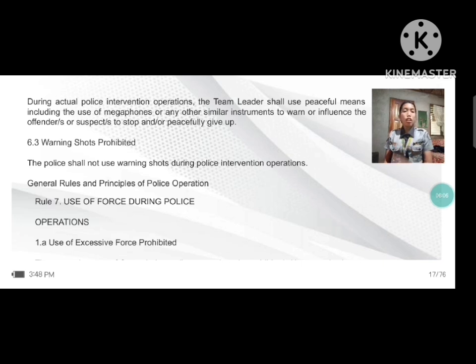In conclusion, Rules 5 and 6 help maintain professionalism and safety in every police operation. They show that the PNP values teamwork, discipline, and responsibility. When police officers follow these rules, they protect not only the public but also themselves, and help build trust between the police and the community.